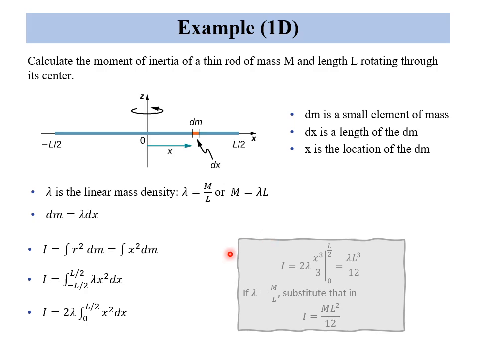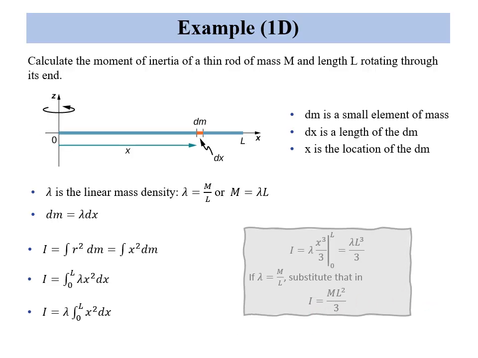Then the integral of x squared is just x cubed over 3. You plug in the limits of integration, and the moment of inertia ends up being lambda L cubed over 12. We usually want to represent moment of inertia in terms of m and L. So in order to get rid of lambda, we use the substitution that lambda is equal to total mass over L, and we get that the moment of inertia is m L squared over 12.